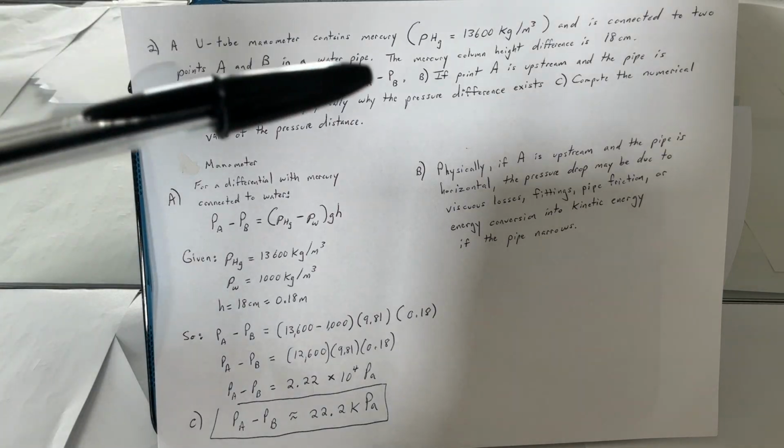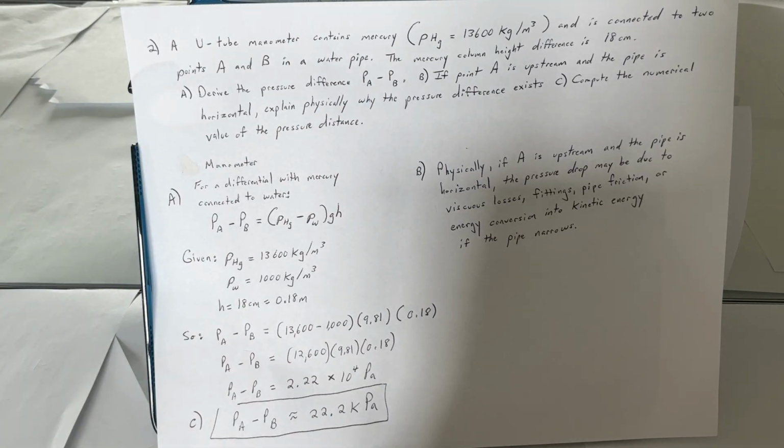Okay. For letter B, if point A is upstream and the pipe is horizontal, explain physically why the pressure difference exists. Okay. So that's part B here.